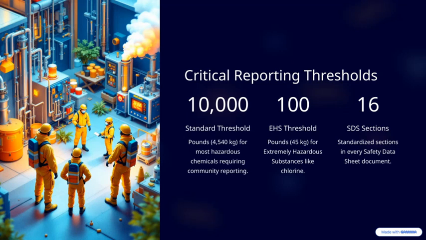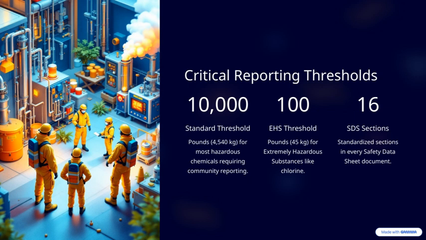Now, let's take a look at the standardized sections that appear in every safety data sheet, or SDS, document. These sections ensure consistency and clarity across all safety information. For example, when it comes to extremely hazardous substances like chlorine, the threshold is set at 16 pounds, which is roughly 45 kilograms. This helps us quickly identify when a substance becomes a concern.